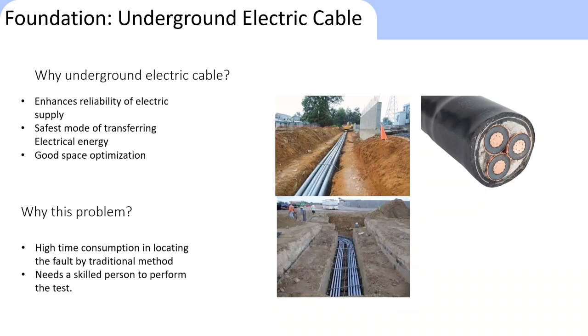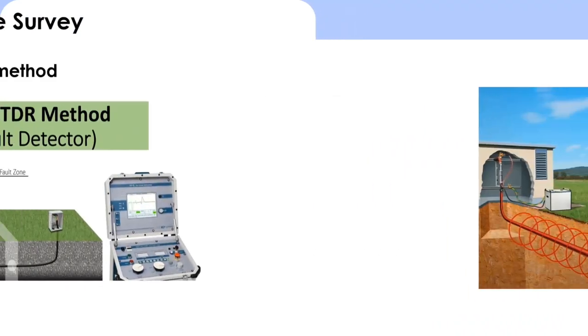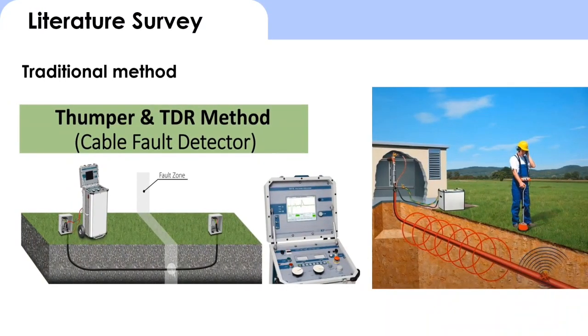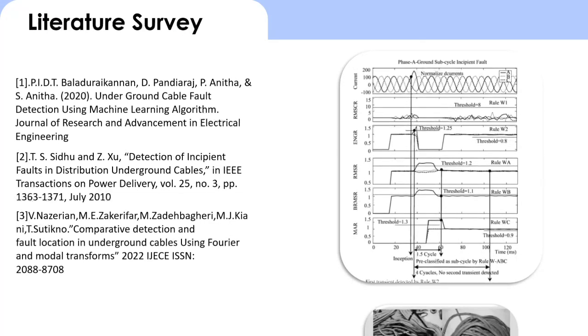If there is a fault in a cable, then the time required in finding the fault location is high using the traditional method. Traditional methods like thumping and time domain reflectometry have long been the backbone of fault detection in underground cables, offering reliable yet labor intensive techniques that often struggle to keep pace with the growing complexity and demands of modern electrical infrastructure.